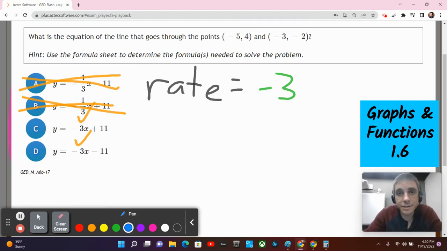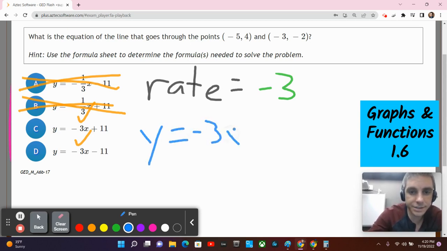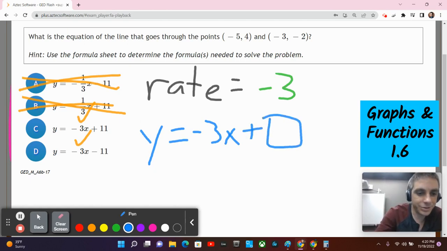Okay, so here's how we're going to finalize our answer and figure out whether it's +11 or -11 at the end. Looking at our two answer choices, we know that our answers should look something like this: y equals -3x, and then plus some number at the end, whether it's 11 or -11. So I'm just going to put plus blank. Now, here's where we get a little creative.